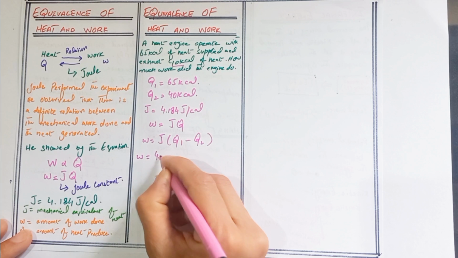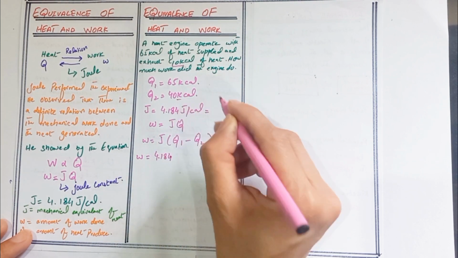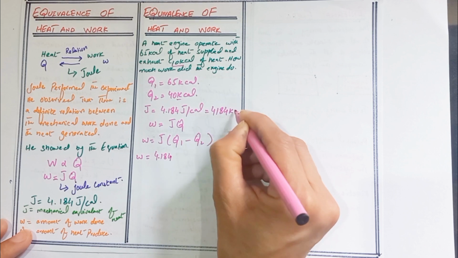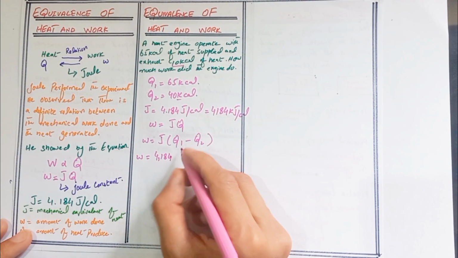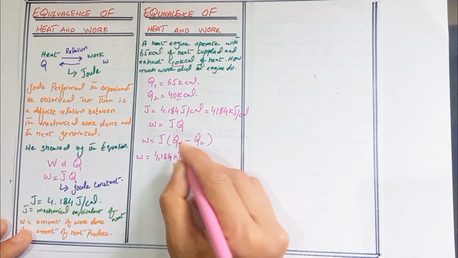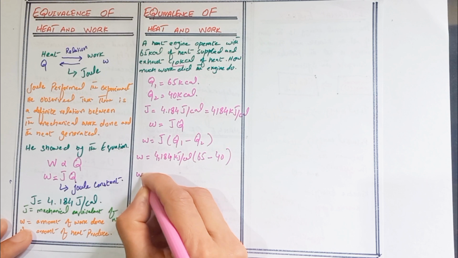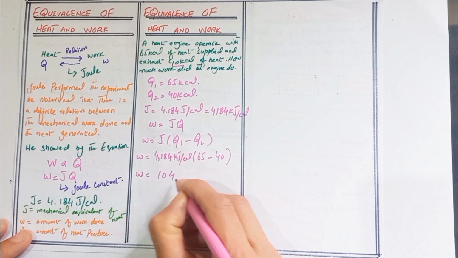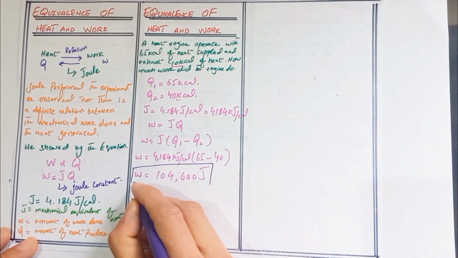Putting the values: 4.184 joule per calorie. If we represent it in kilojoule, we can write 4184 kilojoule per calorie. So here it is 4184. Q1 is 65 minus Q2 is 40. So the answer is equal to 104,600 joule. That is the work done by the engine.